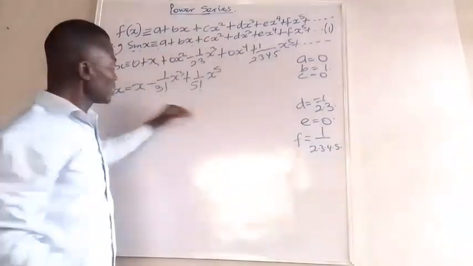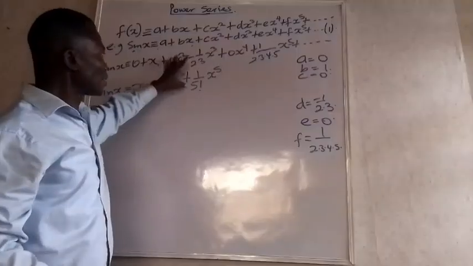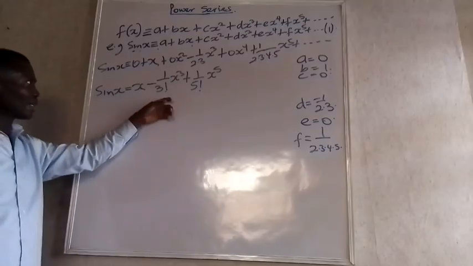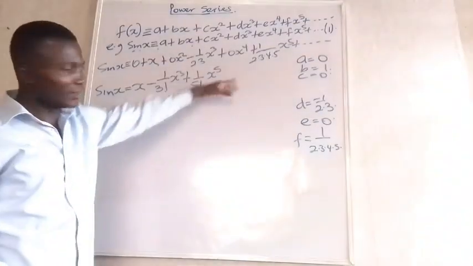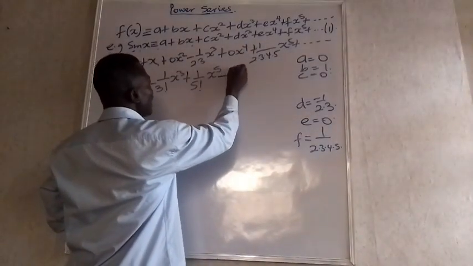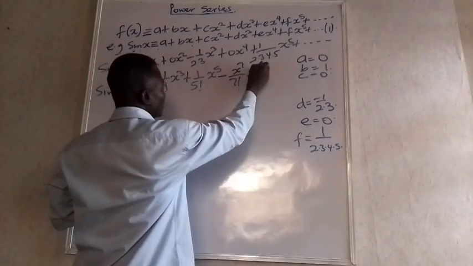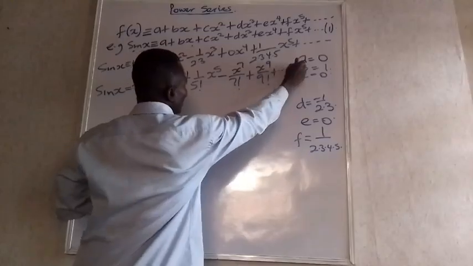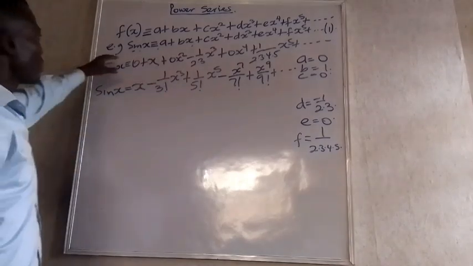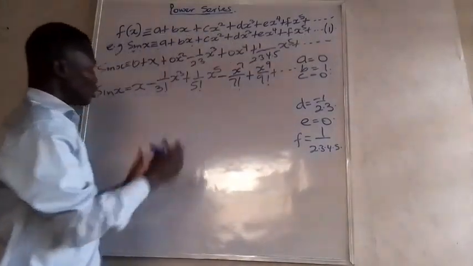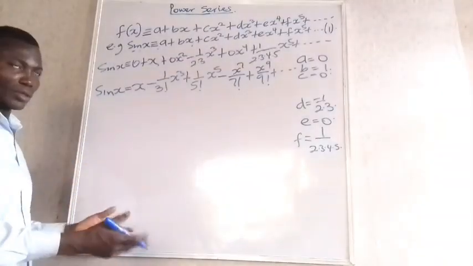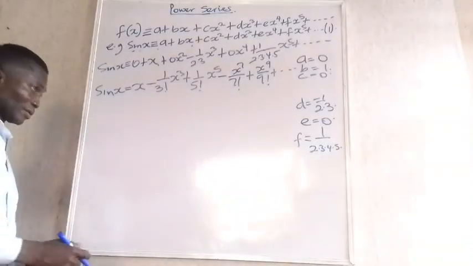So you can see it's a series with odd powers only: positive, negative, positive, negative. The next ones will be x raised to the power 7 over 7 factorial, x raised to the power 9 over 9 factorial. You can see the pattern in this power series. For any function you want to do, you first express it like this, and then use differentiation to find the coefficients, after substituting 0 into the equation.